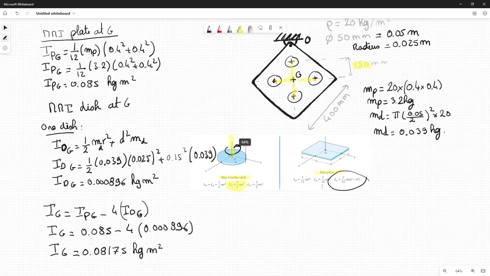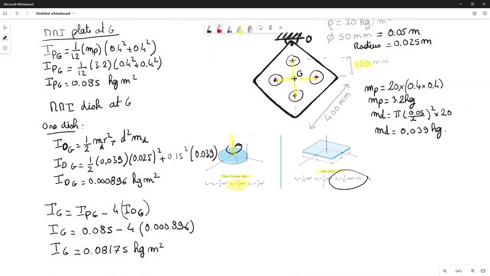Let's look at this figure. Okay, we want the IO there at O. So we have to move the mass moment of inertia from O to G. And what can we do that? We can do that only because this G is the center of gravity of the plate, the total shape.